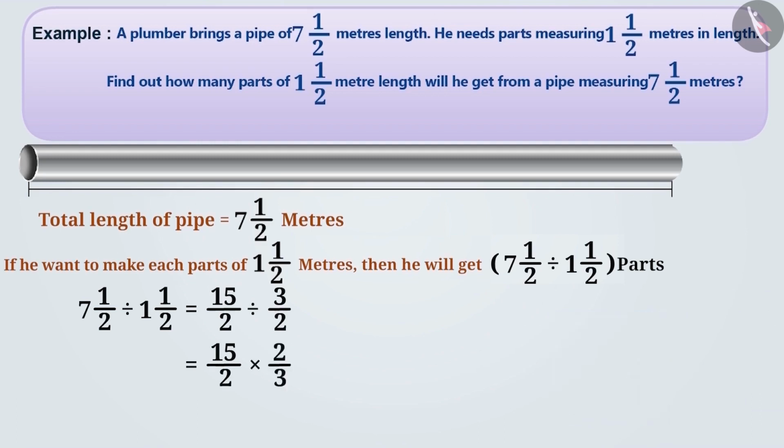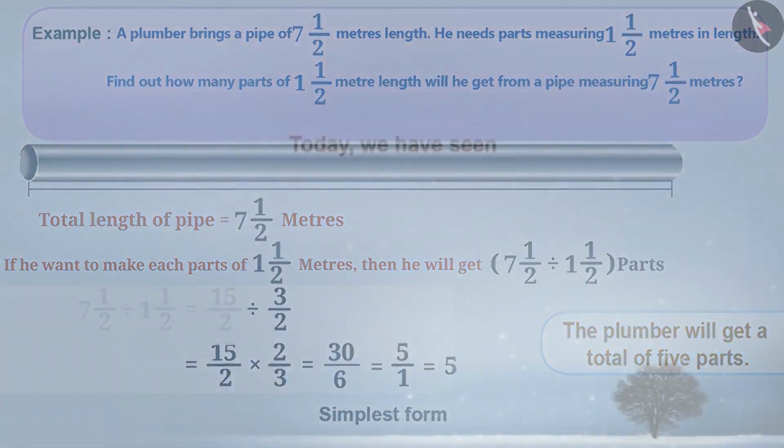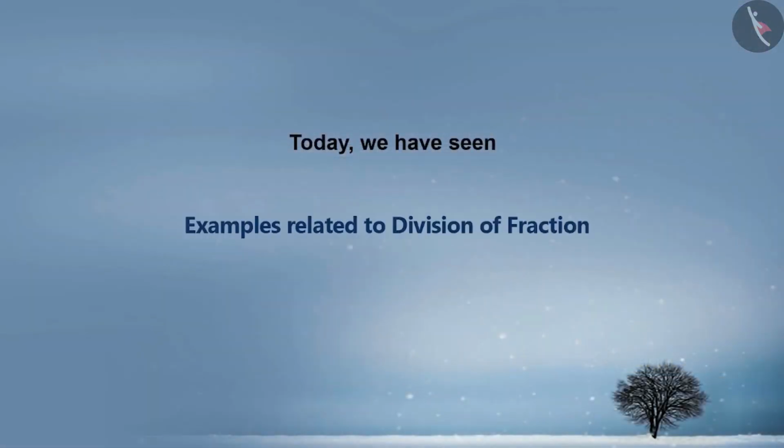To solve this, we will first multiply the numerators and the resultant numerator will be 30. We will then multiply the denominators and the resultant denominator will be 6. Then we simplify it. Here, if we divide the numerator by the denominator, we get the simplest form as 5 by 1, that is 5. So we can say that the plumber will get 5 parts in total. Today, we have seen some examples related to division of fractions. In the next video, we will see some misconceptions and some common mistakes related to division of fractions.